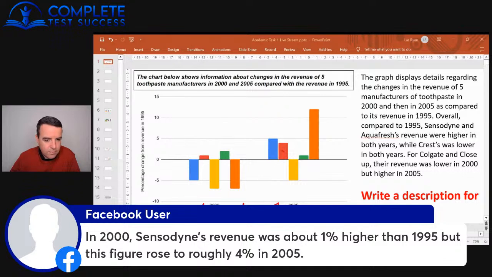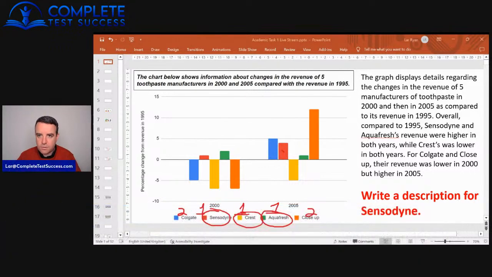Okay, Facebook user. In 2000, Sensodyne's revenue was about 1% higher than 1995, but this figure rose to roughly 4% in 2005. Lovely, lovely. That's exactly what we need. Facebook user, let me find that comment there and I'll type it up. One moment now.